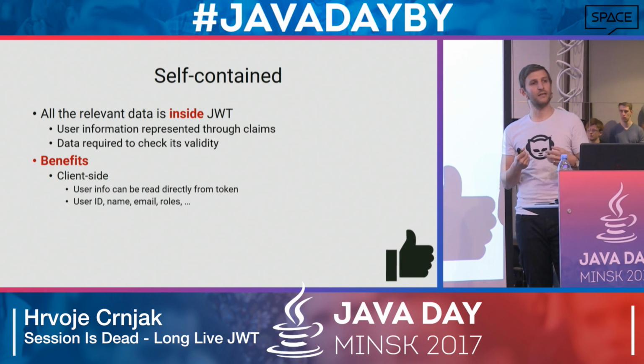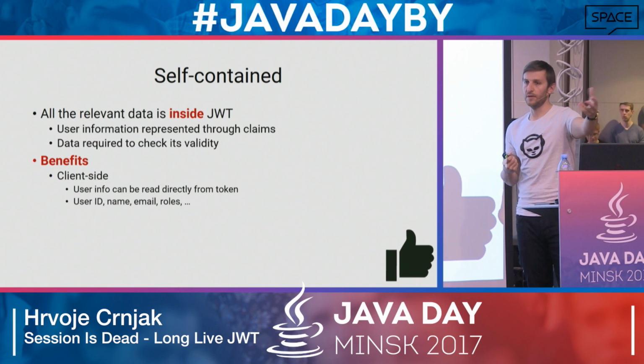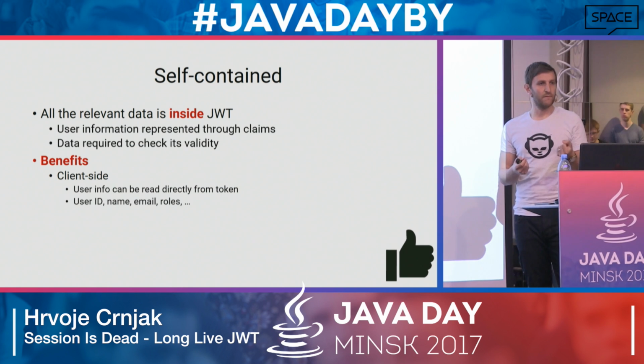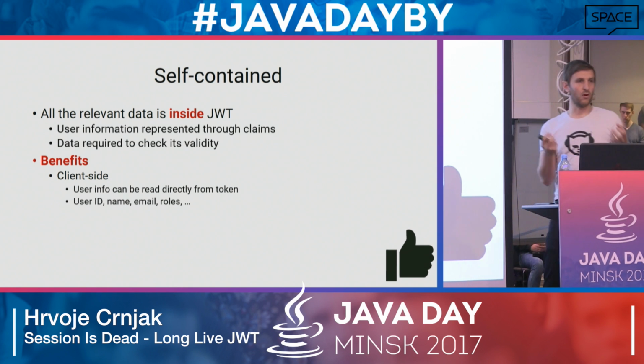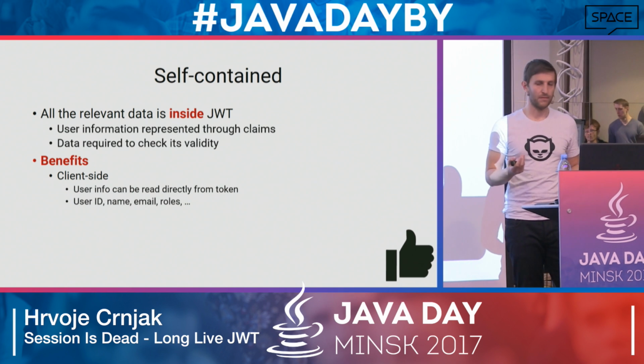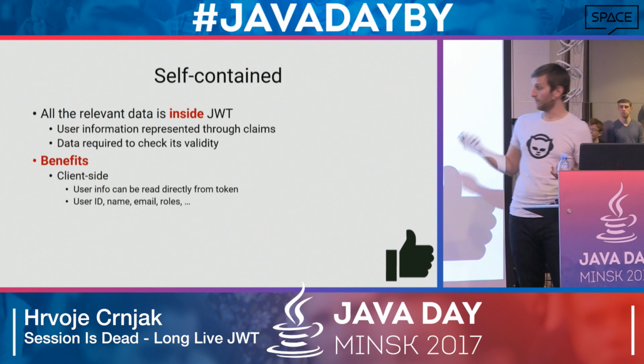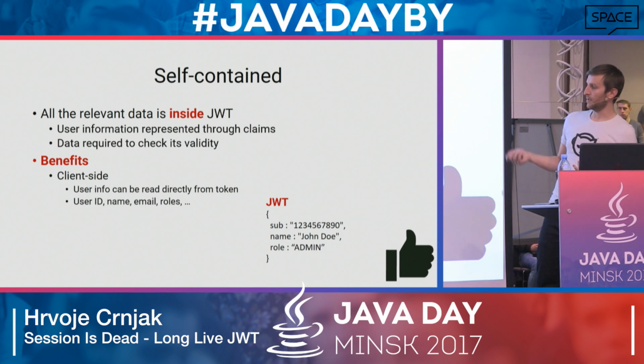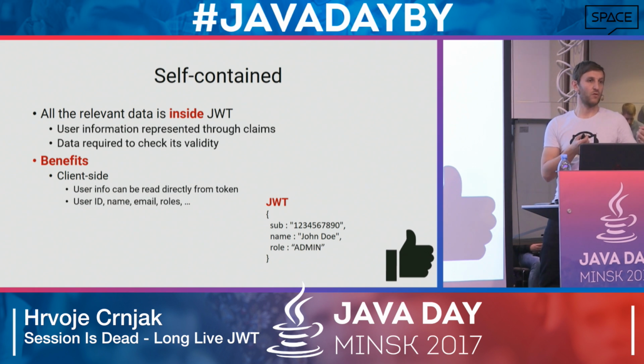Okay, so the client doesn't need to contact the server to get the user information. He can get this information right from the token. This is especially useful for single-page apps, for example. So if we have a JWT, something like this, we have a subject, name, and role. We could extract this data. We wouldn't have to call the server.